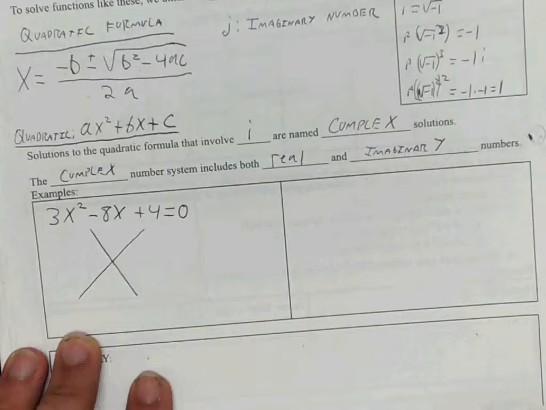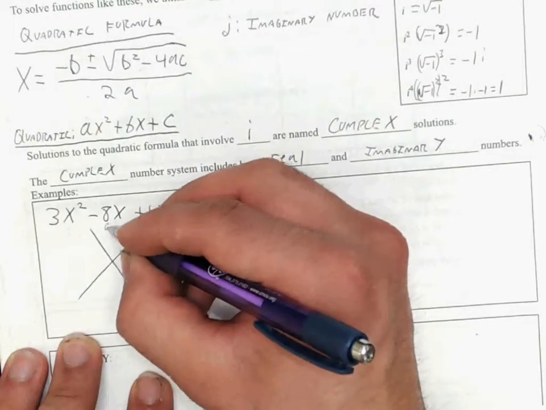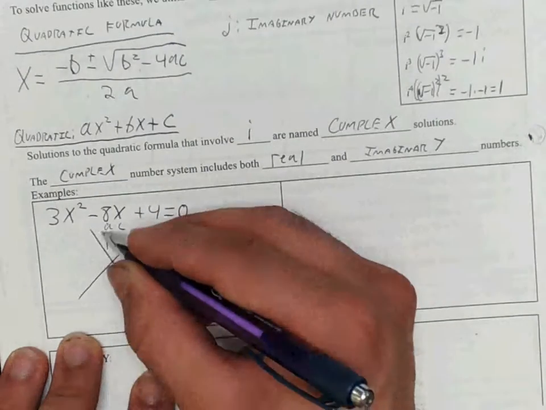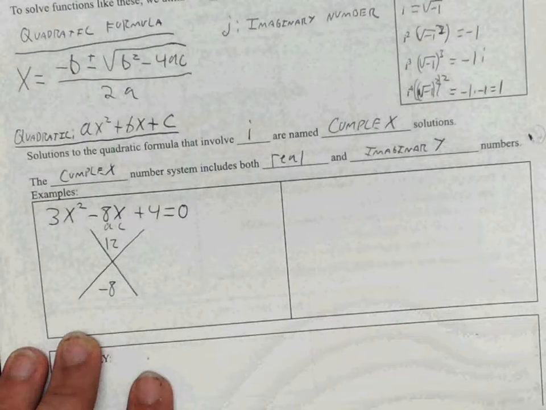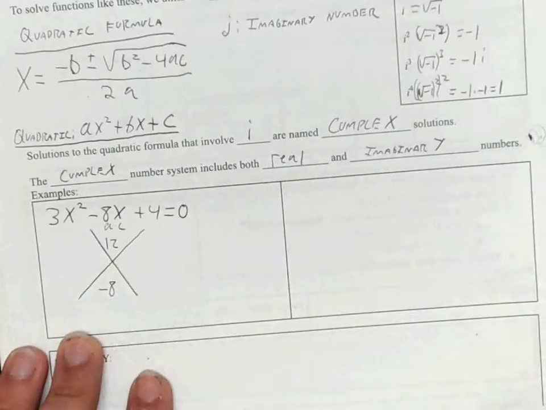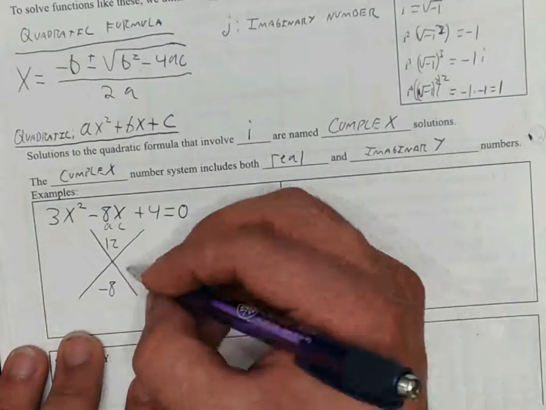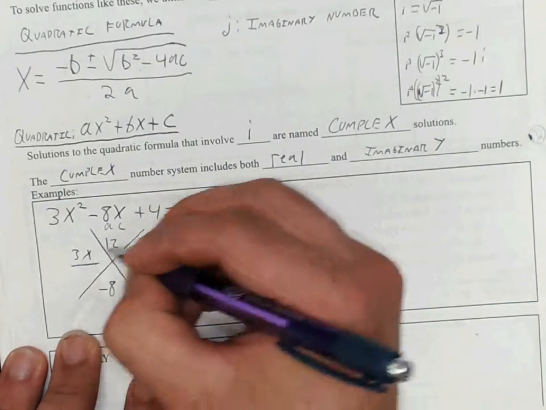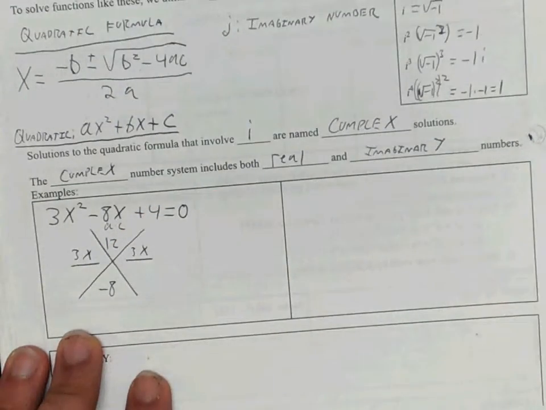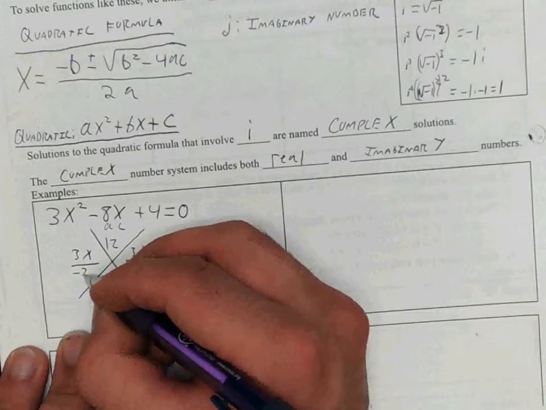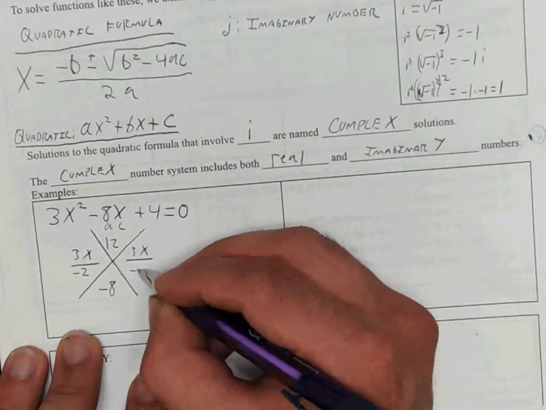So when we factor this, we say 3 times 4, this is going to be a times c, so 3 times 4 is going to be 12. Negative 8 is still negative 8, and we have to look at 3x and 3x, because we have 3x as our coefficient, so we're going to have 3x and 3x. Then we need two numbers that add to negative 8 and multiply to 12, so that's going to be negative 2 and negative 6.